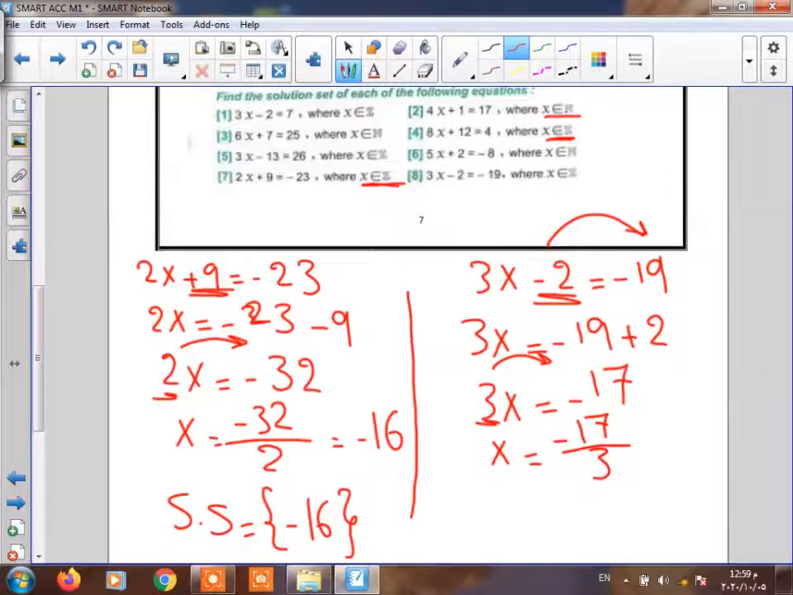Here, negative 17 divided by 3, we cannot simplify, so it will stay as a fraction. Does this fraction belong to Z? No. So the solution set also will be phi. That's right.